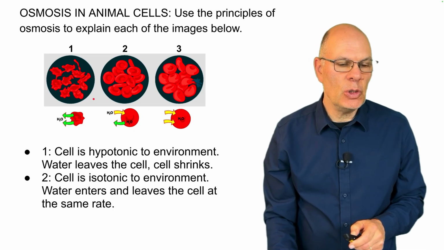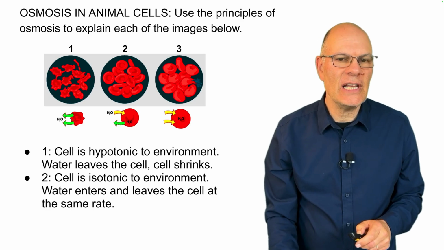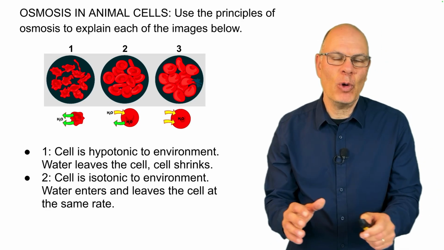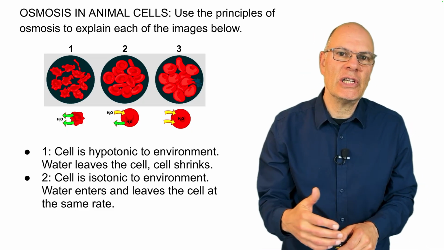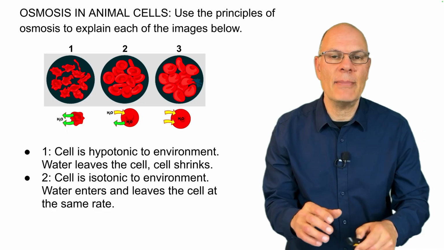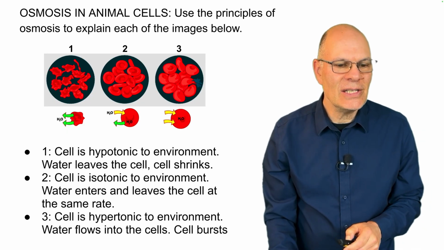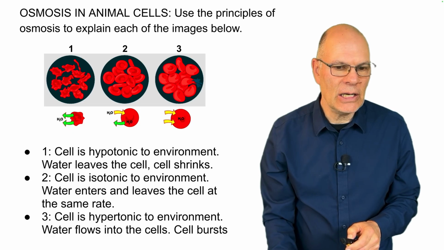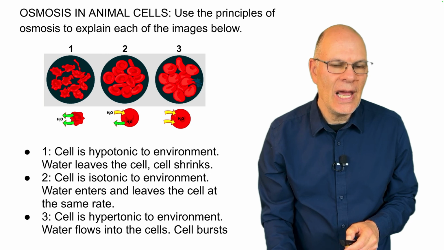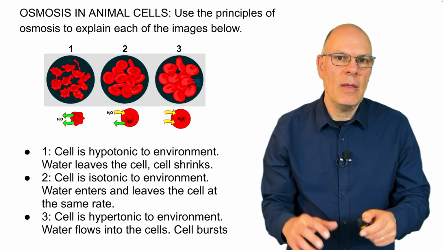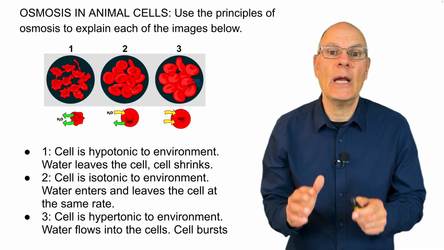In situation number 2, the cell is isotonic to its environment. Water enters and leaves the cell at the same rate. This is an important condition for animal cells because they have a membrane but not a wall. Cells that are kept in a tissue culture need to be kept in an isotonic solution. And in situation 3, the cell is hypertonic to its environment, and therefore water is flowing into the cells. And because there's no cell wall, the membrane can't really stop the inward force, and the cell will ultimately burst.